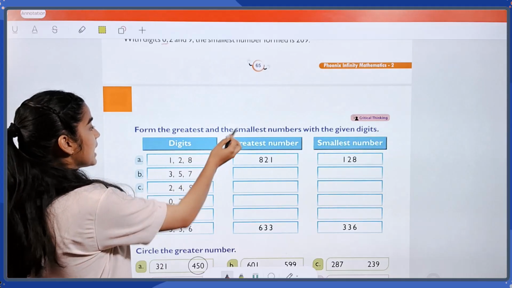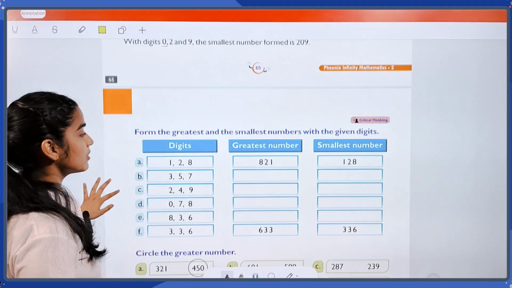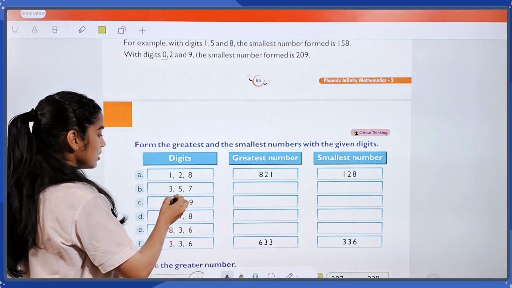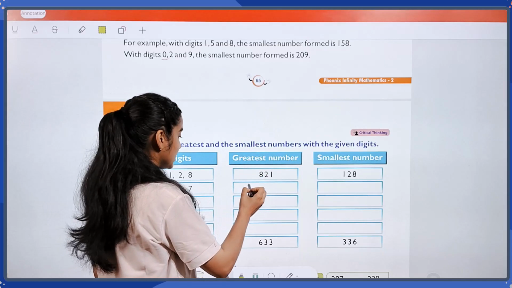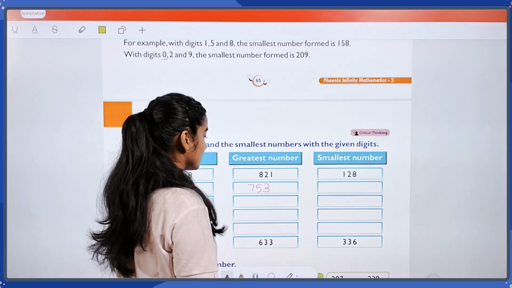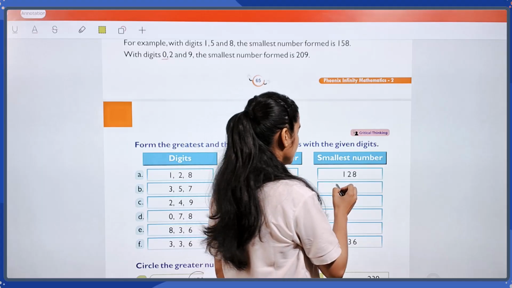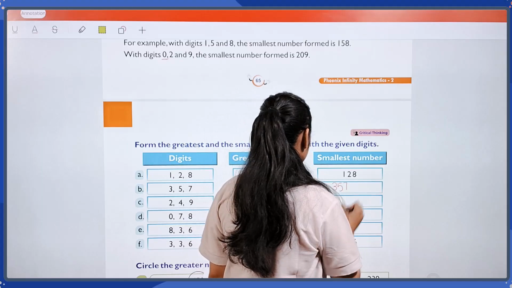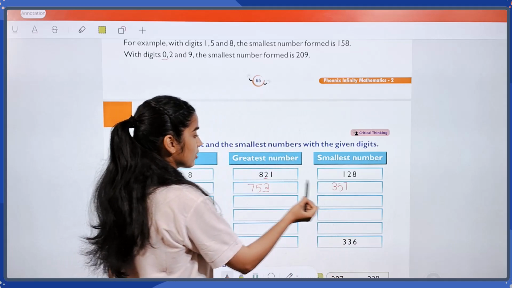Form the greatest and the smallest number with the given digits. So this is the greatest column and this is the smallest. So 3, 5, 7. First we write in descending order, 7, 5, 3, so 753. Now you have to arrange in ascending order, 3, 5, 7. If you see now, your middle number always remains the same.